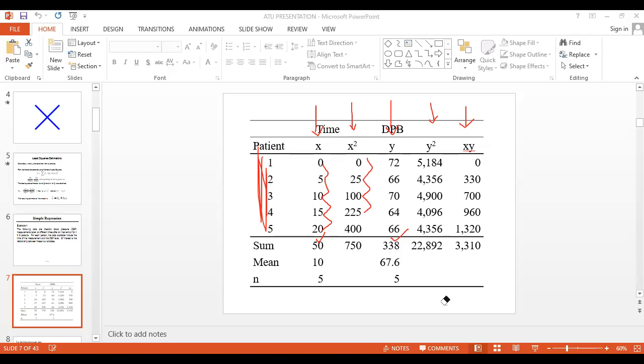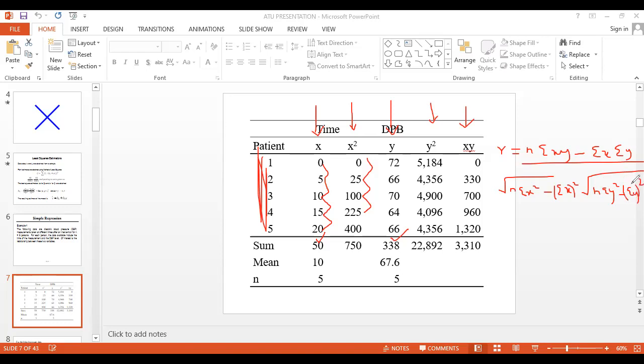So like I was saying, the formula is R is N summation XY minus summation X times summation Y, over the square root of N summation X squared minus summation X all squared, times the square root of N summation Y squared, I'm sure you captured that earlier, minus summation Y all squared. Good.